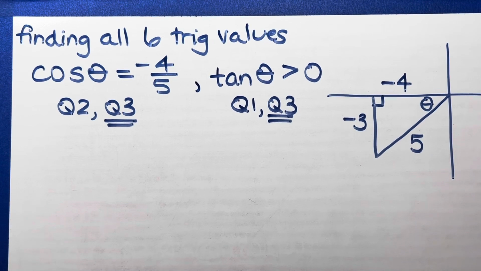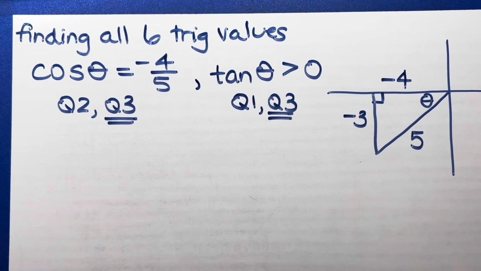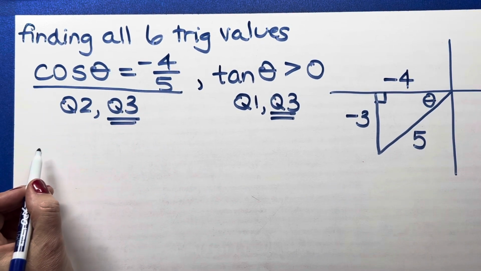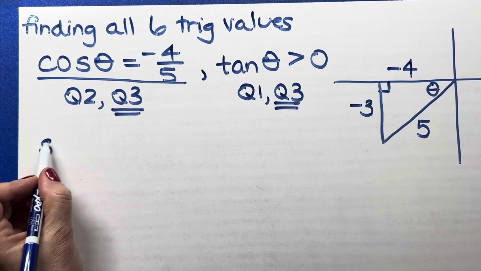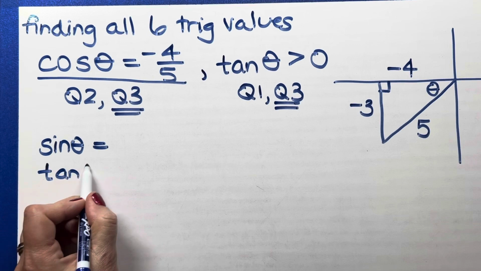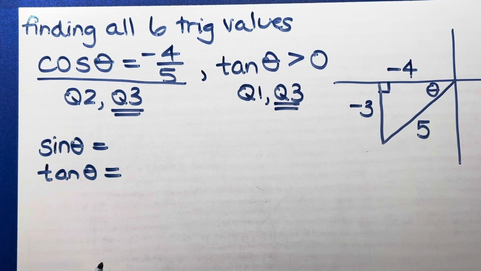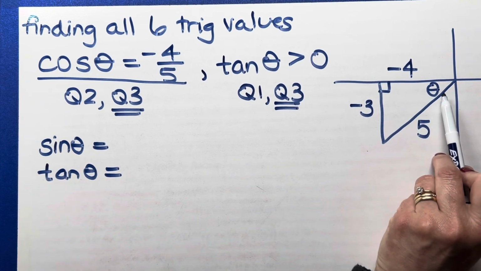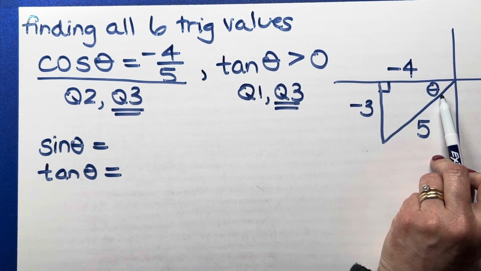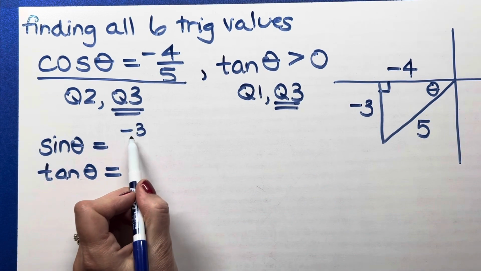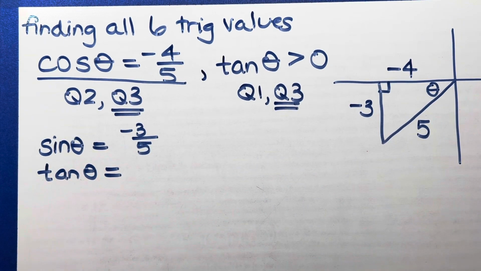We are all set to start finding our other 5 trig values. Remember, we already were given the cosine. So let's start off by finding the sine of theta and the tangent. These are sort of our 3 core trig values that we use. For sine, from theta, sine is opposite over hypotenuse. So my opposite here is -3 and my hypotenuse is still the 5. So my sine of theta is -3/5.